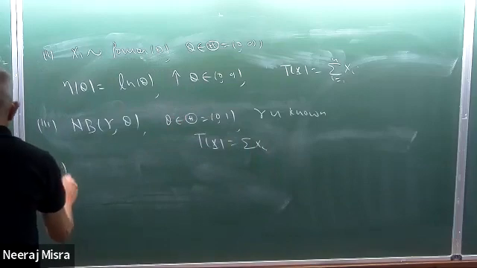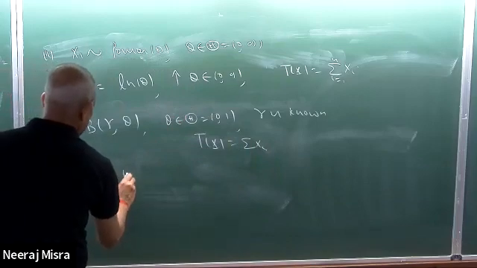Okay. Now let's look at normal(theta, sigma naught square).